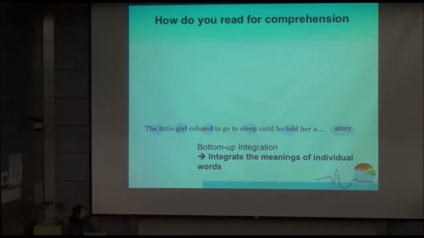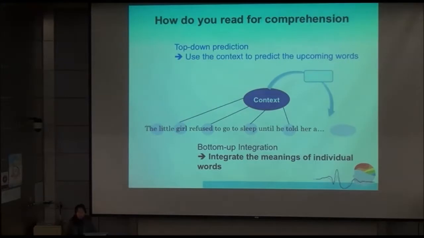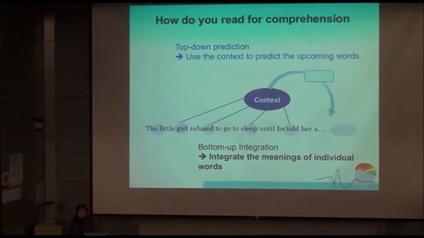But you might have a different experience, that is so-called top-down prediction. You form the context by reading word by word, and then you actively predict the upcoming word from the context. So this is so-called top-down prediction. I will present a series of studies to try to differentiate these two types of reading comprehension.